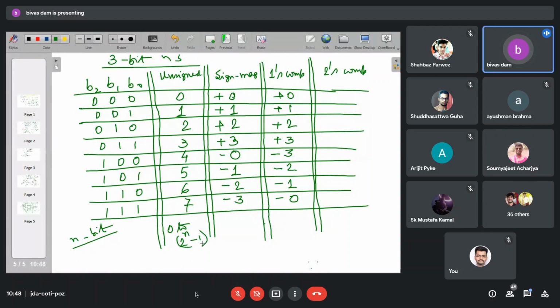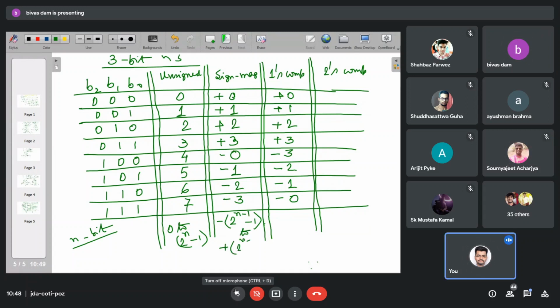What about for the sign magnitude? First give me the lower limit. Minus of 2 to the power n minus 1, minus 1, to plus of 2 to the power n minus 1, minus 1. The same is true for the ones complement also.